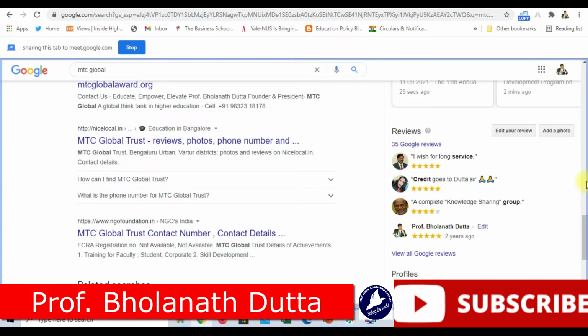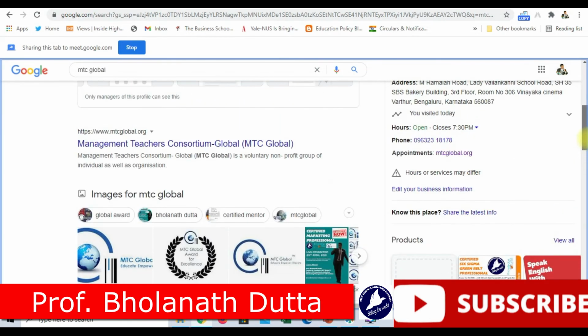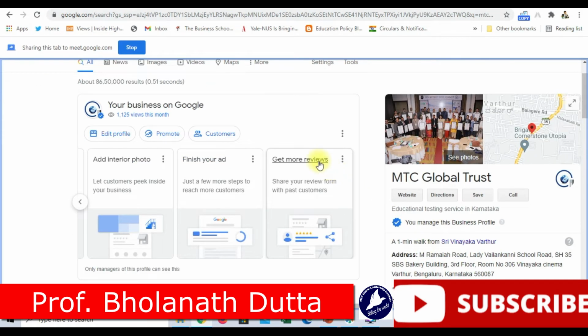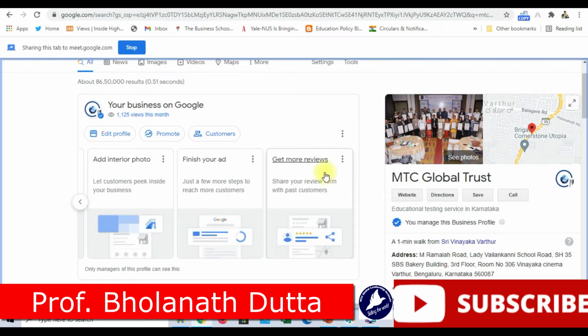Now Google My Business is also an application, a free application on mobile. If you want to log in, you can do that also. Create an organization page, and there also you can advertise your events, your products and services. All those things you can do. Now here, if you look, you will see this particular option, get more customers. If I go there, okay, here, get more reviews.